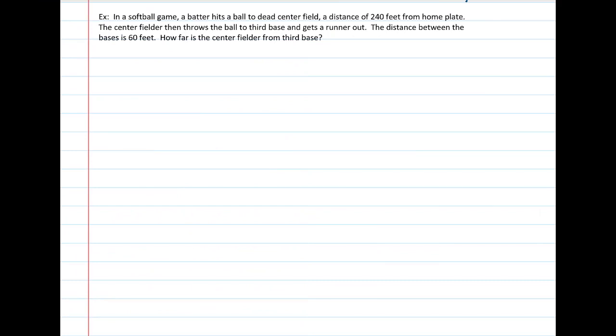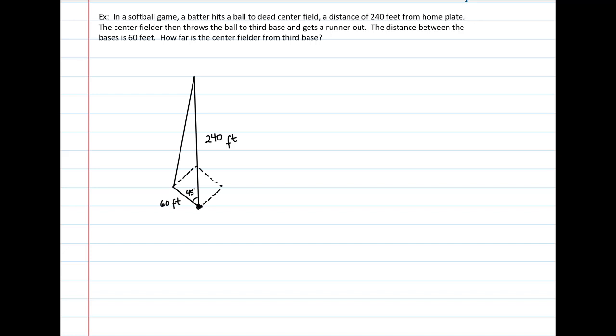All right, so here we have a word problem where we're going to get to apply our law of cosines. In a softball game, a batter hits a ball to dead center field, a distance of 240 feet from home plate. The center fielder then throws the ball to third base and gets a runner out. The distance between the bases is 60 feet. How far is the center fielder from third base?